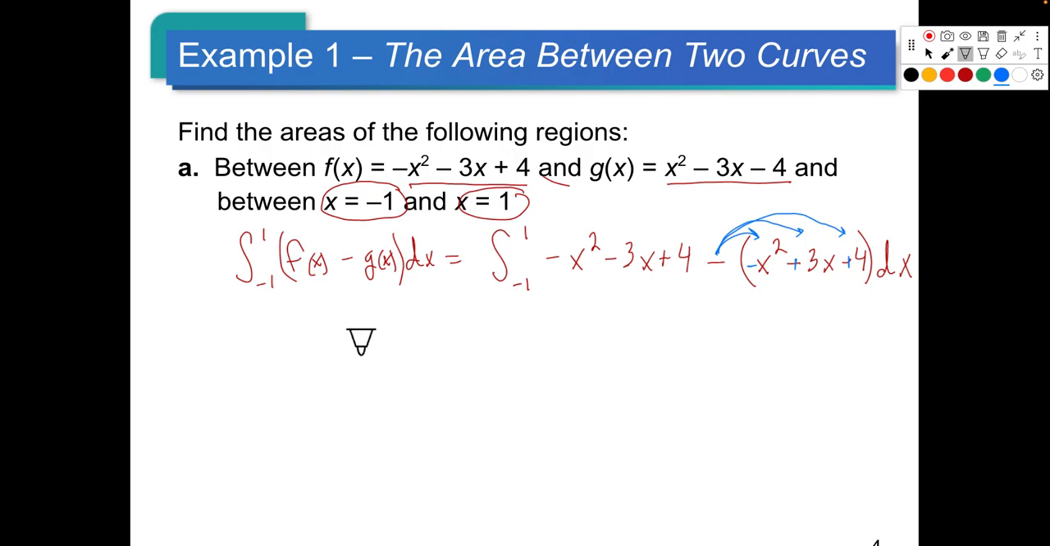And so our integral is still going from -1 to 1, negative x squared minus x squared, so it looks like we're going to get a negative 2x squared, and then negative 3x and a positive 3x, 0, that's gone, right? That canceled out with that. I've got a plus 4 and a plus 4, so that gives me a plus 8. So far, have we done any calculus? Not really.